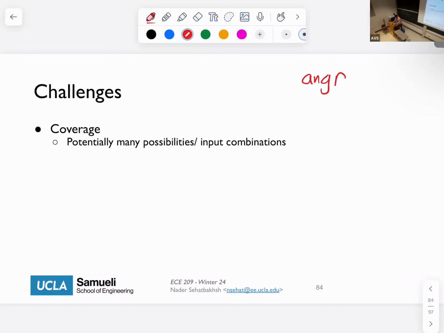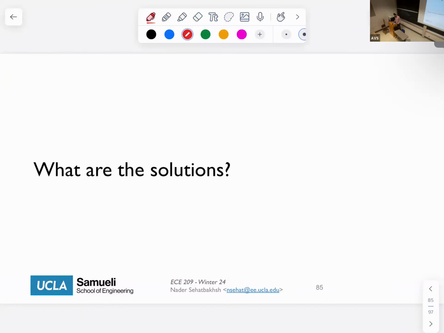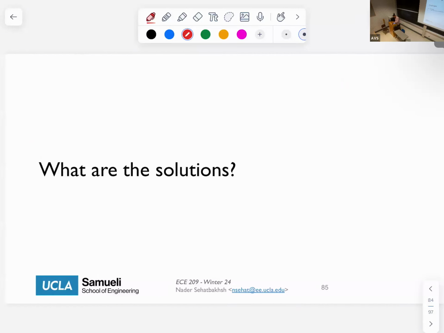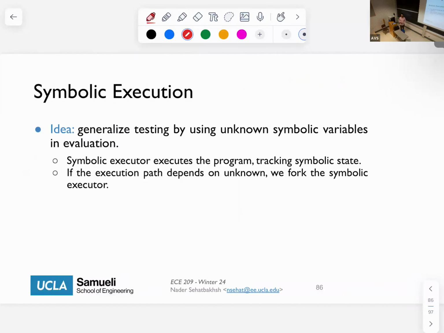All right. So as I said, the challenge in both static and dynamic analysis tools is coverage, because there are potentially many different possibilities, many different input combinations. Regardless of what tools you use, coverage is a big problem that you need to solve. To fix this problem, we usually use an analysis methodology called symbolic execution. So what is symbolic execution? How many of you have heard about symbolic execution before?